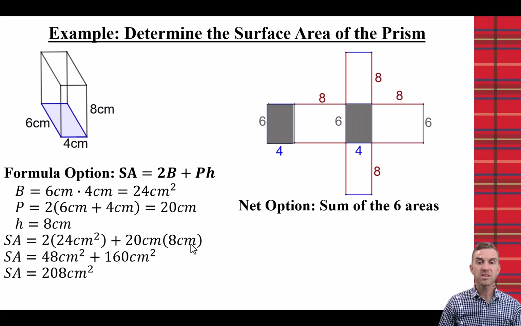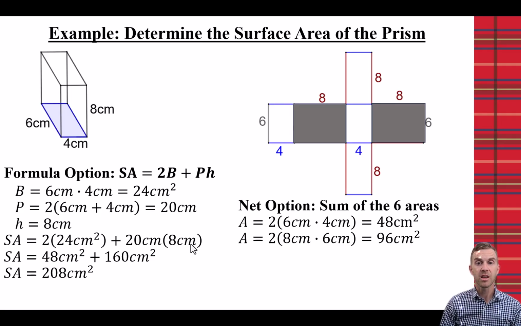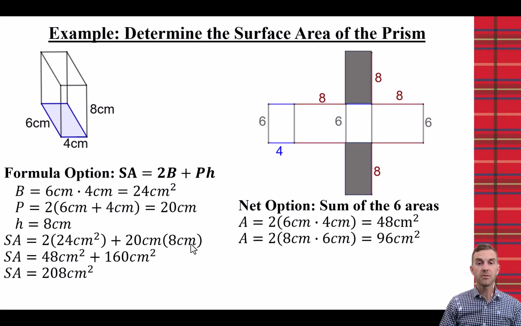So I have 2 of the 6 by 4 rectangles. That's 48 square centimeters. Then I have 2 of this 8 by 6 rectangle. So that would be 2 times the 8 times 6, which is 96 square centimeters. And then I have 2 of this 4 by 8 rectangle. So I can double the 4 by 8 and get 64 square centimeters.